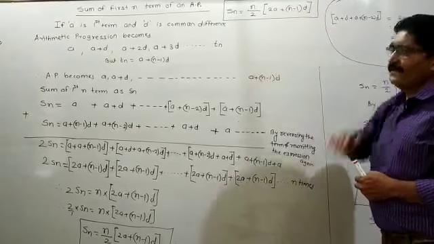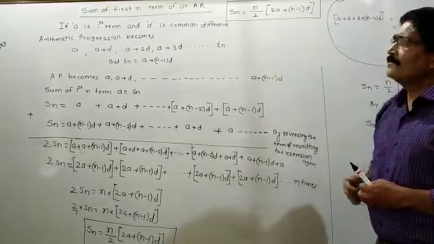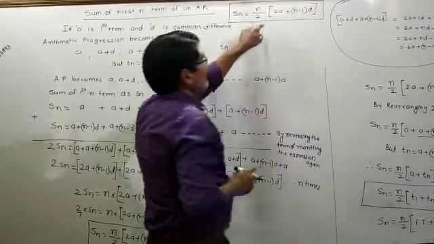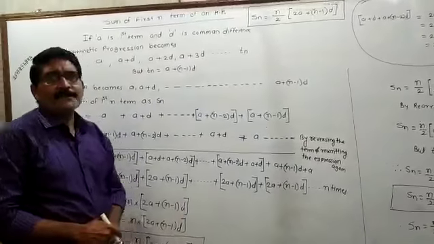So how does this formula come into existence? That I will prove now. Here you have to see how to prove that Sn is equal to n upon 2 into 2a plus (n minus 1) into d.